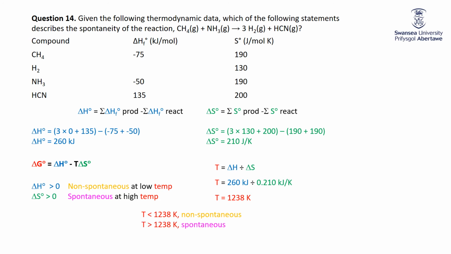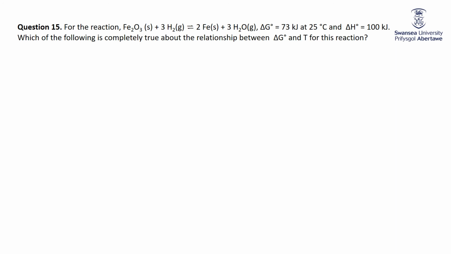Just like I said. For this reaction, it's telling you delta H is 100, so delta H is nasty. What's true about the relationship between delta G and T? Not sure why that completely is in there. I guess that's probably a leftover from when it was a multiple choice question. Anyway, we know that delta G is 73 at 25 degrees C.